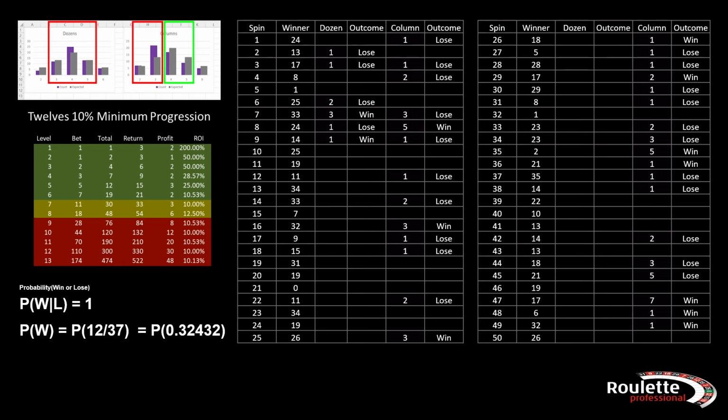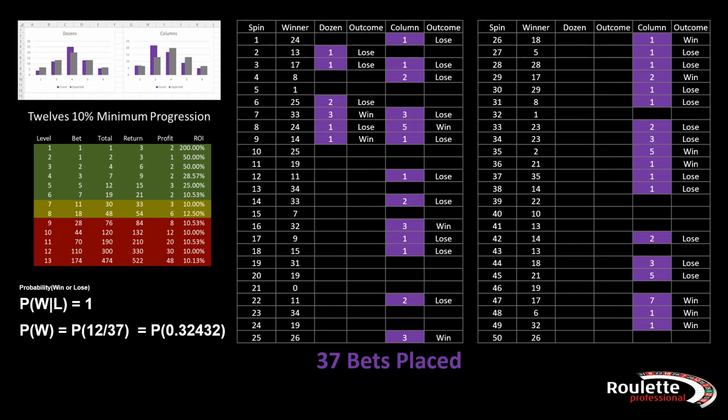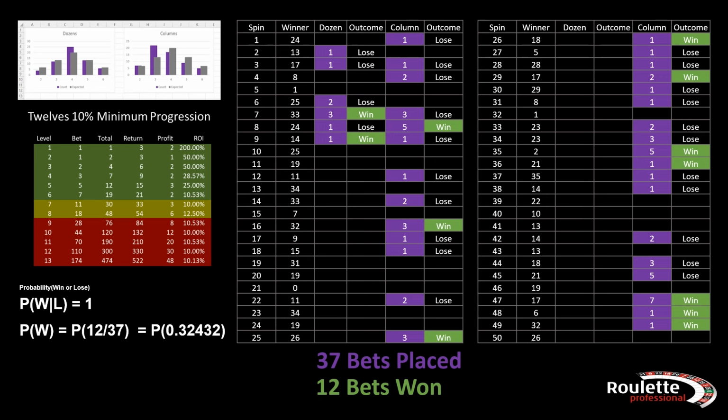This isn't hypothetical. What we have shown today is a typical result. And coincidentally, in the 50 spins we played, we placed exactly 37 bets and won exactly 12 times. So in this case, it was the progression alone that beat the expected value of the game. So, we hope that gives you a better understanding of expected value. But as for the hidden patterns found in roulette data so far, you have only seen the tip of the iceberg.